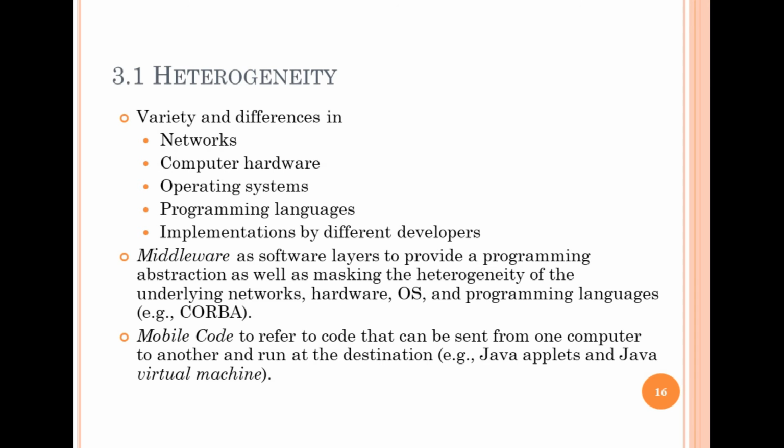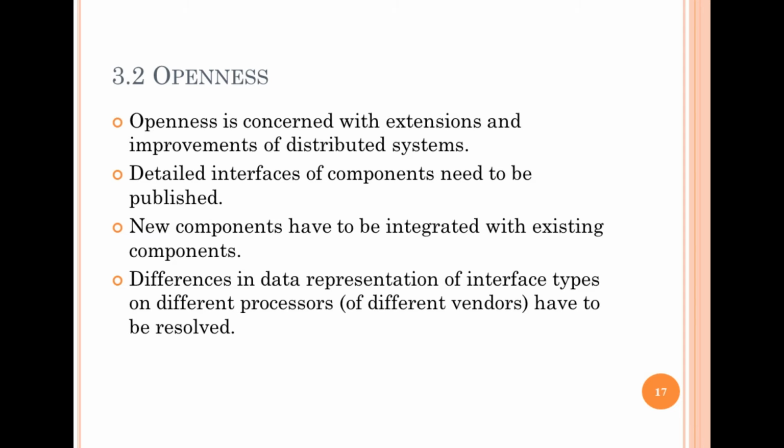First one is heterogeneity. Heterogeneity is variety and differences in networks, computer hardware, operating systems, programming languages, and implementation by different developers. Now, middleware is a software layer to provide a programming abstraction as well as masking the heterogeneity of the underlying network, hardware, OS, OS means operating system, and programming languages. Example CORBA, Python, etc.